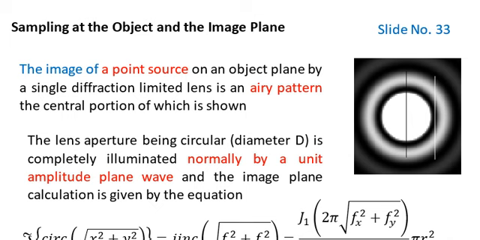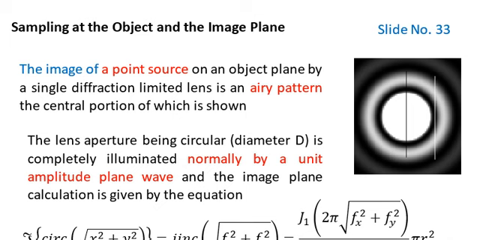The image is in the form of an Airy pattern, the central portion of which is shown in the figure. In the figure you can see that there is a central, very bright disc. Around that there is a first ring, and then again a bright ring, and successively we have bright and black rings until they diminish. We can refer to the central disk as the main lobe, and the other rings as the side lobes. So the image of a point source on an object plane by a single diffraction limited lens is an Airy pattern, the central portion of which is shown.